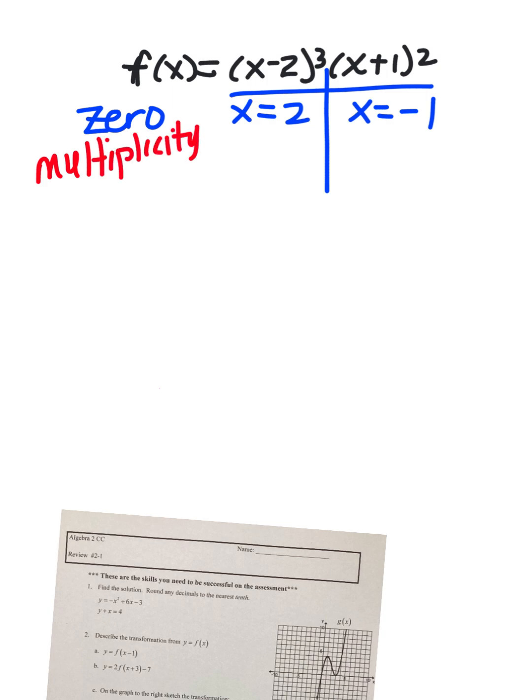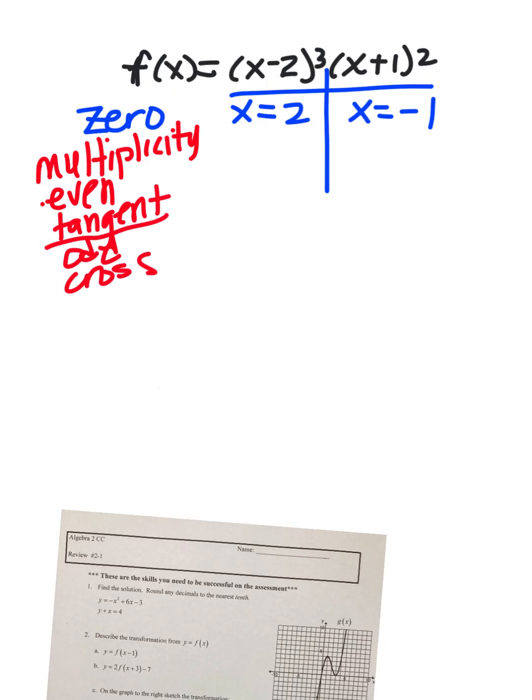All right, remember, so it's either going to be even tangent or it's odd cross. Remember, we look at the exponent. So for x equals 2, go to the factor, x minus 2. The exponent is 3, so that's odd. So odd is cross. So odd cross. All right, go to x equals -1. The factor is x plus 1. The exponent is a 2, so that's even tangent.